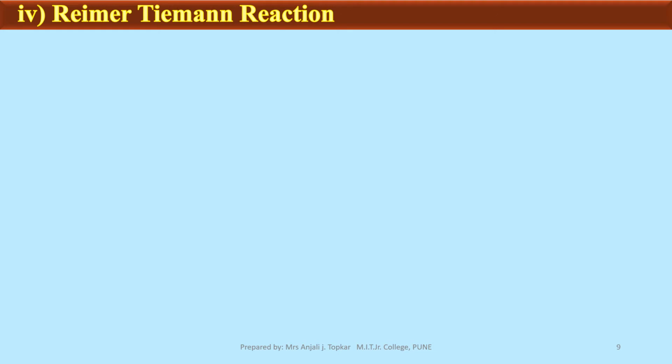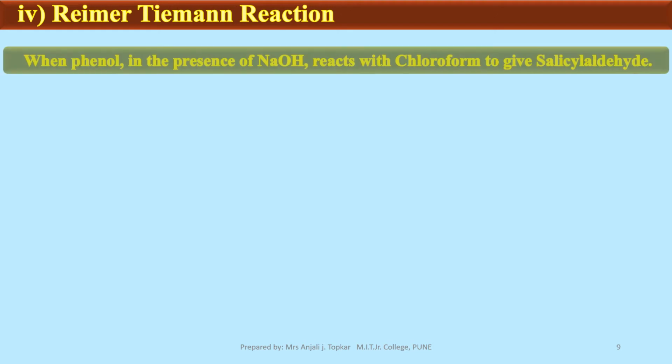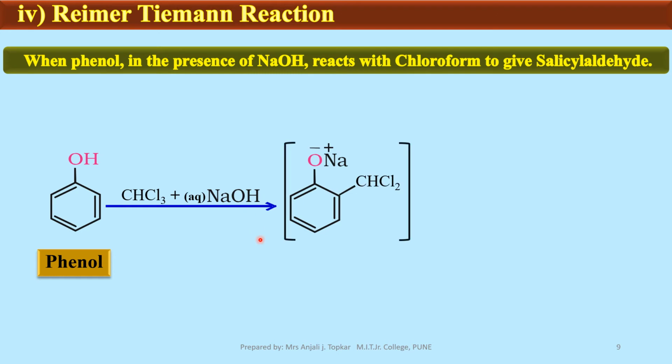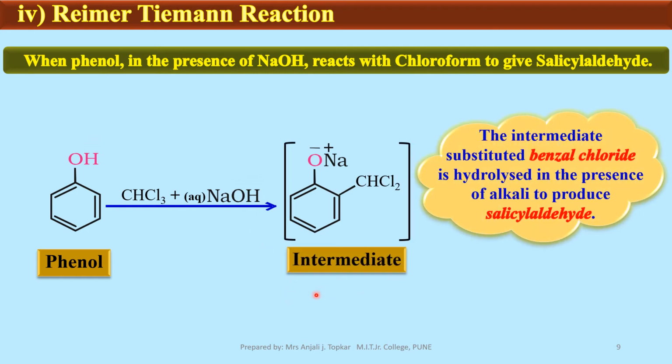In the presence of NaOH, phenol reacts with chloroform to give salicylaldehyde. Let's see how this is formed. Phenol, when treated with chloroform in aqueous NaOH solution, first forms an intermediate and removal of water molecule is taking place. The intermediate substituted benzyl chloride is hydrolyzed in the presence of alkali to produce salicylaldehyde.